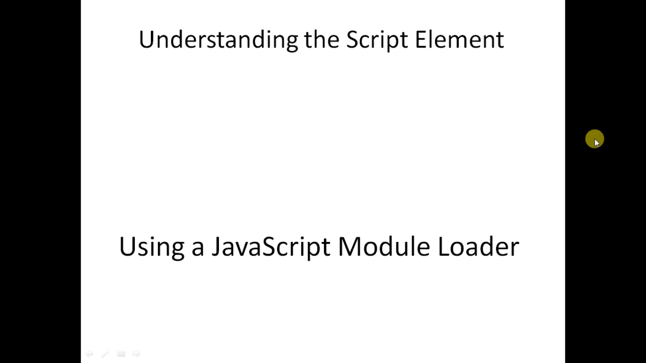In this lecture, I am telling you about understanding the script element. JavaScript code is added to an HTML document using the script element. The src attribute is used to specify which JavaScript file should be loaded. The name of the file loaded by this element is primer.js.